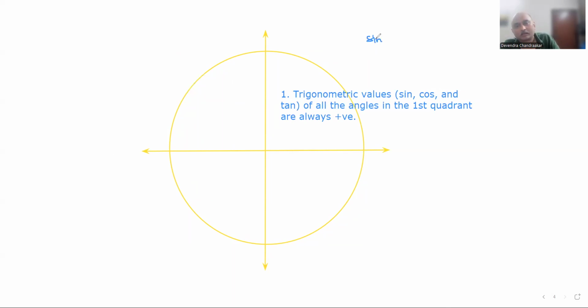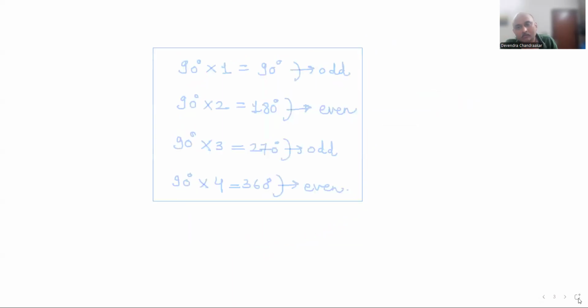Yes, tell me, beta. Sir, in the last slide, the small box you showed, we should only say that it's an odd multiple and nothing else about it. That's it, nothing more than that. These are odd multiples of 90. These are even multiples of 90 degrees. That's it.